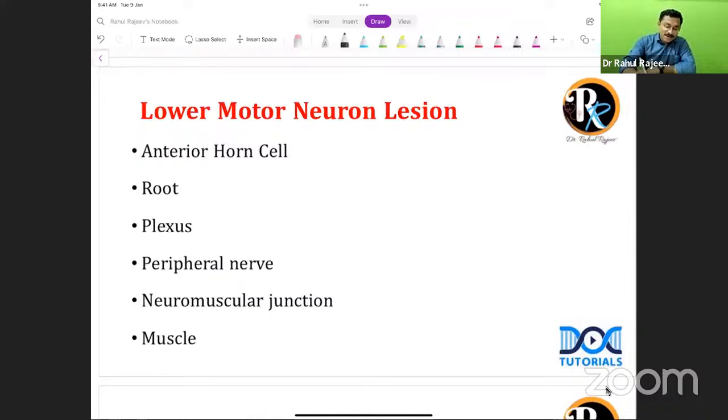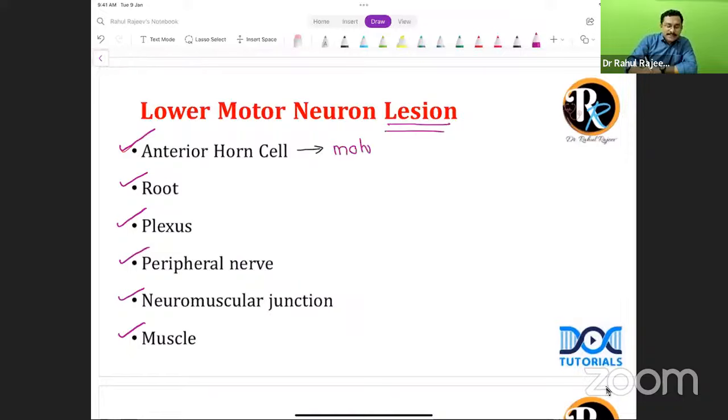One is an anterior horn cell, correct? Because that is where an LMN starts, anterior horn cell. After that, you have got the root. Okay, root. So I'm going to tell you an LMN lesion means any one of the following is affected. Either the anterior horn cell or the root or the plexus, or from the plexus you get peripheral nerves originating, or the peripheral nerve can go and synapse with the muscle at the neuromuscular junction, and then you can have muscle. So LMN lesion, for example, you tell me anterior horn cell is affected in which disease?